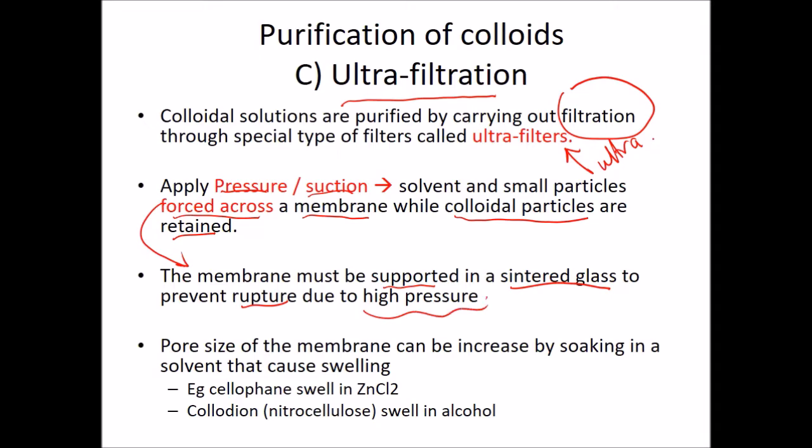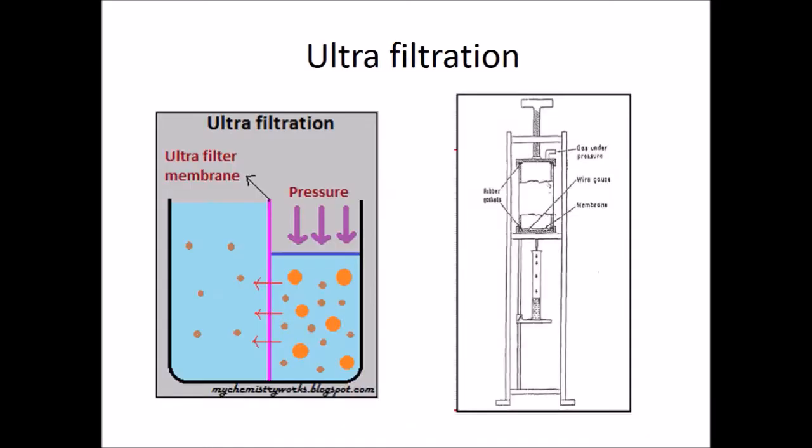The pore size of the membrane can be increased by soaking the filter in a solvent that causes swelling of the filter. For example, cellophane swells in zinc chloride, and collodion, which is a nitrocellulose, can swell in alcohol. So before you use these two filters, you can soak them in the corresponding solvents before performing the ultrafiltration.